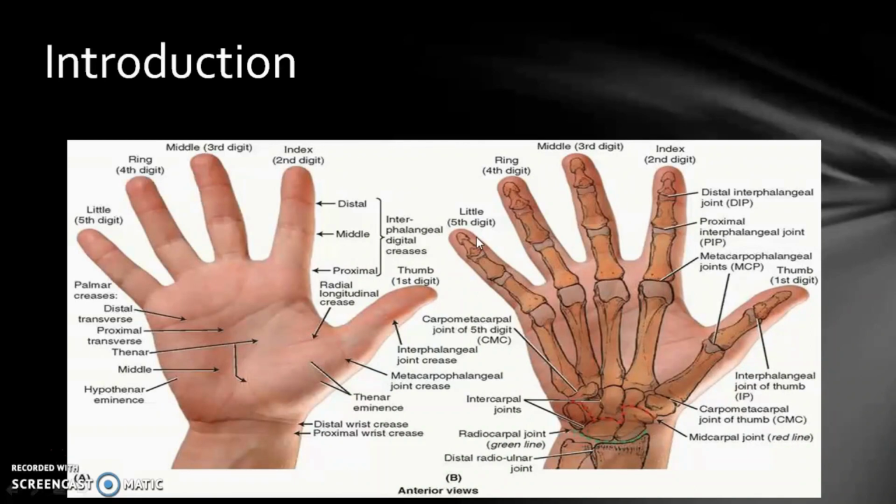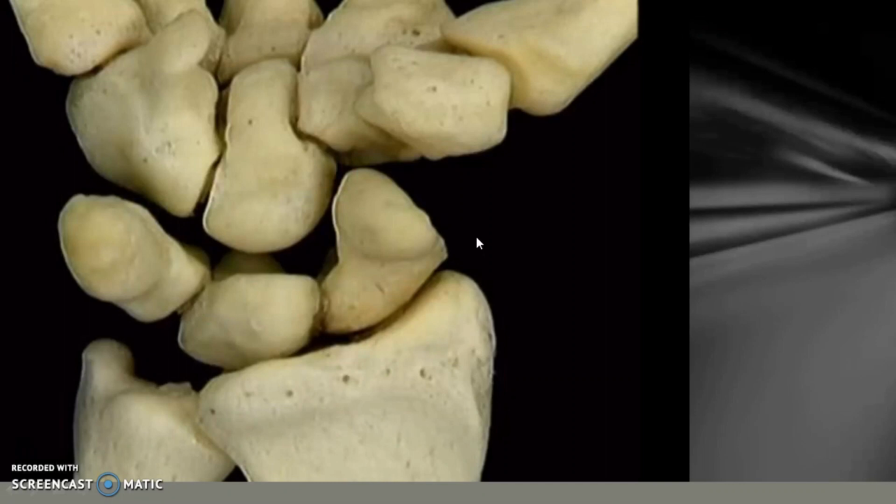Now talking about the carpal bones. This is the wrist joint that is shown. Here we have the radius and this is the ulna. Just below the radius and ulna in the distal part we will be getting carpal bones, which are arranged in 2 rows, the distal row and the proximal row. In each row we will be getting 4 carpal bones. Altogether we will be getting 8 carpal bones present in our hand, and these carpal bones will be having some specific names for each one.